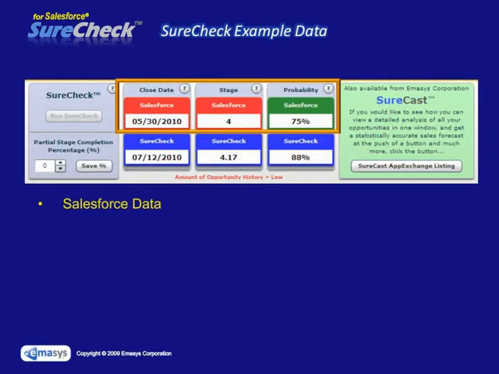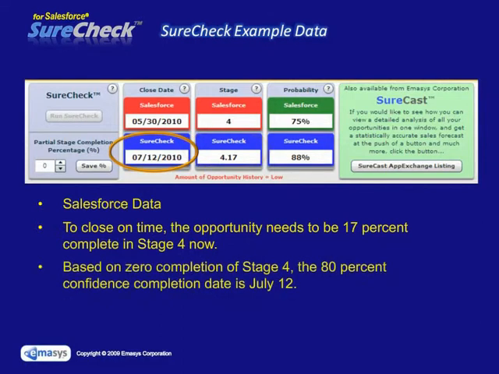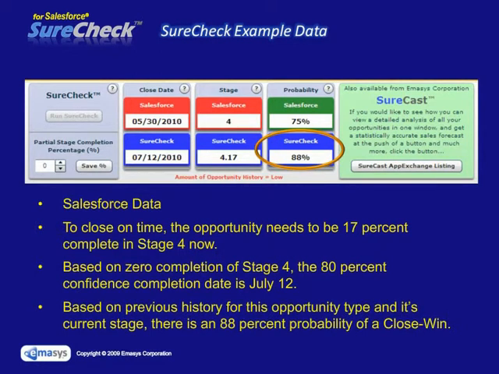The SureCheck simulation has determined that based upon the stage duration history for opportunities of this type, the opportunity needs to be at least 17% completed through stage 4 in order to close by the Salesforce close date, May 30th. However, because the opportunity is at the beginning of stage 4, the simulated completion date, July 12th, occurs after the Salesforce close date of May 30th. Finally, based on previous history for this opportunity type and its current stage, there is an 88% probability of winning this opportunity compared to the Salesforce value of 75%.